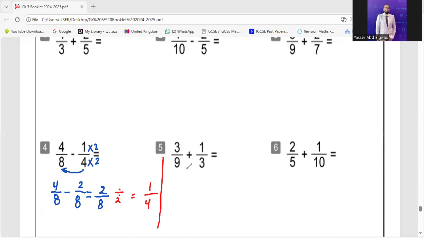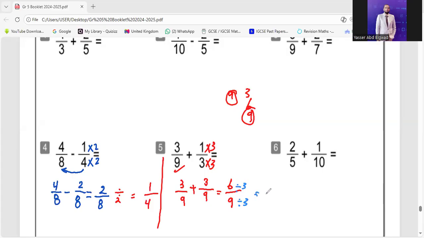Here we can change 3 to 9, multiplying by 3. If you do the skip counting like I did before, 3, 6, 9, and the 9, we get 9 and the 9. Okay, stop. Don't skip count in 9. 3 multiplied by 1 is 3. 3 multiplied by 3 is 9. Plus 3 over 9. We have to add them. 6 over 9. After that, simplify them. We can divide by 3, divided by 3. We get 6 divided by 3 is 2. 9 divided by 3 is 3. Here is the final answer.